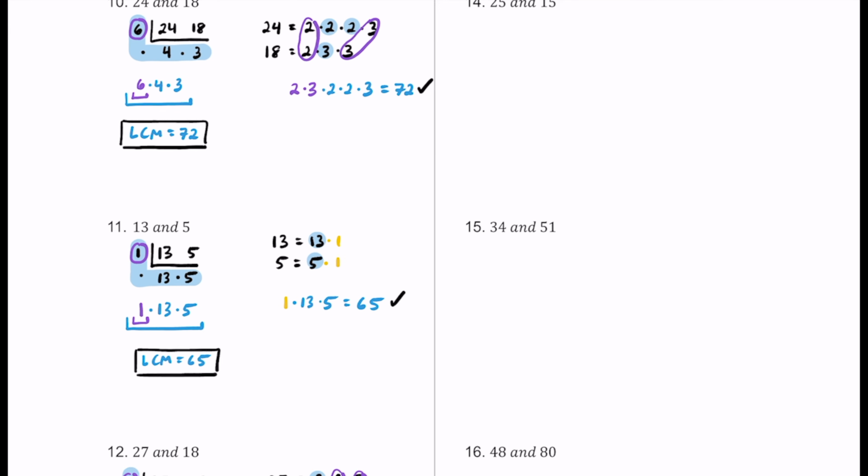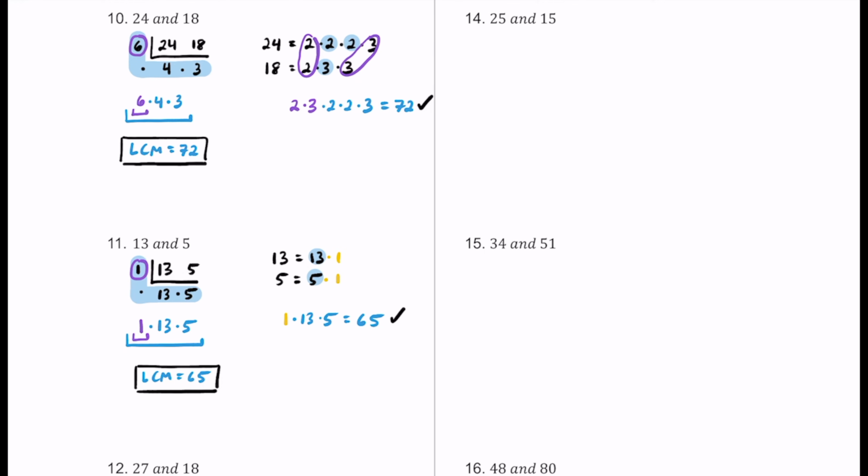For number 14, we have 25 and 15 as our two numbers, and we're trying to figure out when the first time these two numbers meet is. And so I think 5 is going to be a common factor. 5 times 5 is 25, and 5 times 3 is 15. And so this 5 here is going to be our GCF. So I'm going to put a 5 right there.